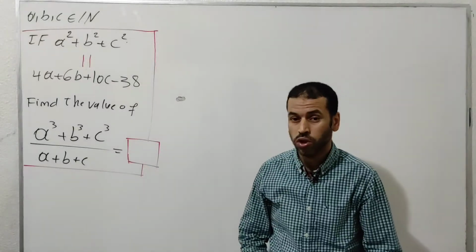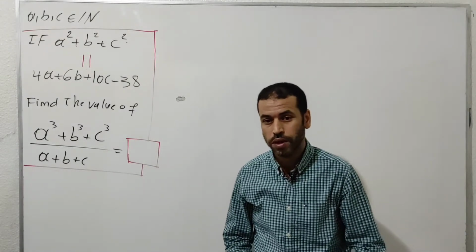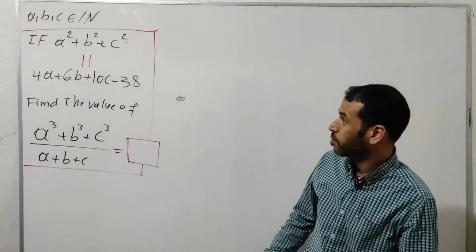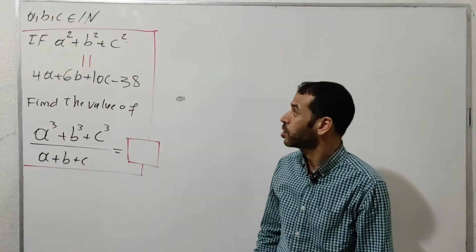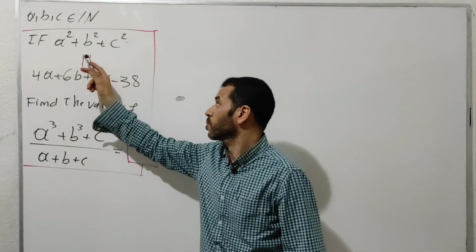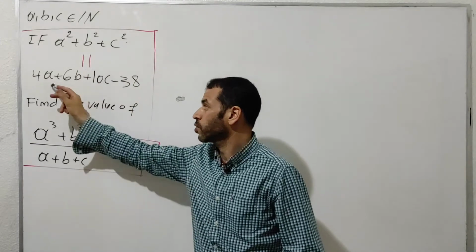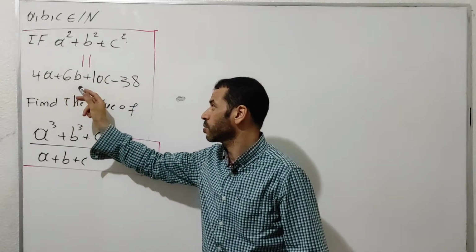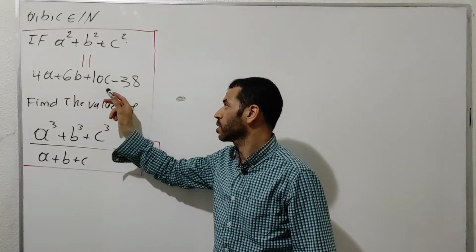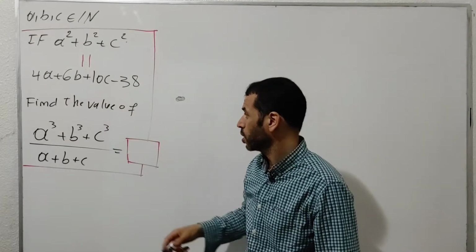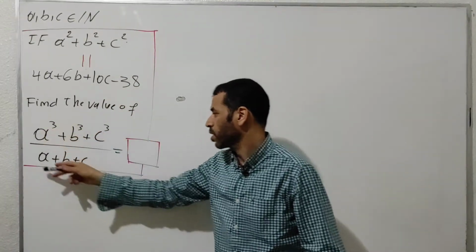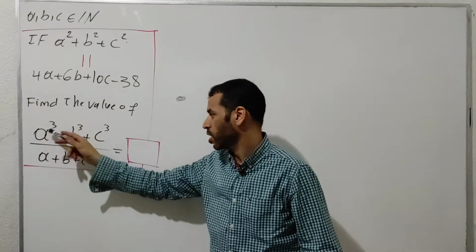In today's video, I would like to introduce a very nice problem. It was suggested by a viewer. So here is the following information. We have a, b, c as natural numbers. We have this setup: if a squared plus b squared plus c squared equals 4a plus 6b plus 10c minus 38. Our goal is to find the value of this fraction as a natural number.